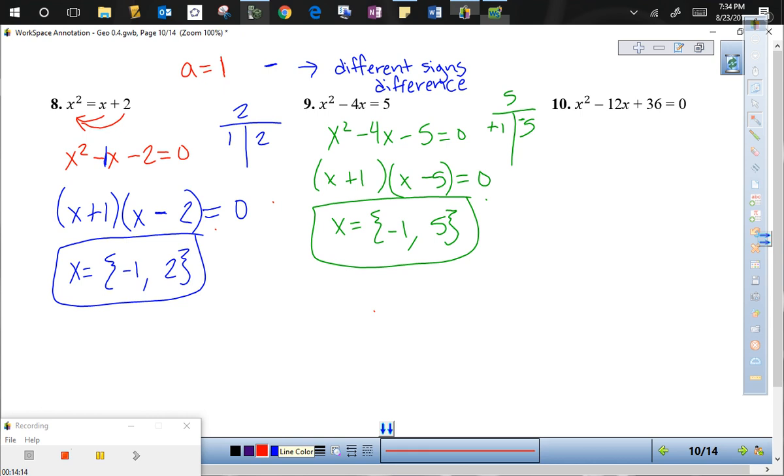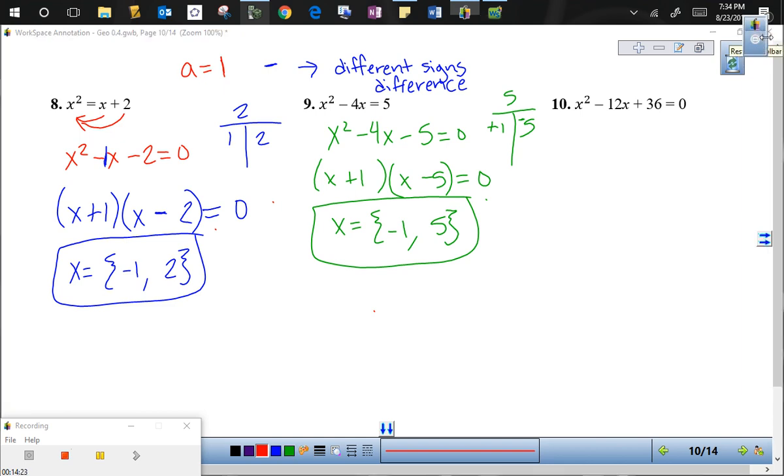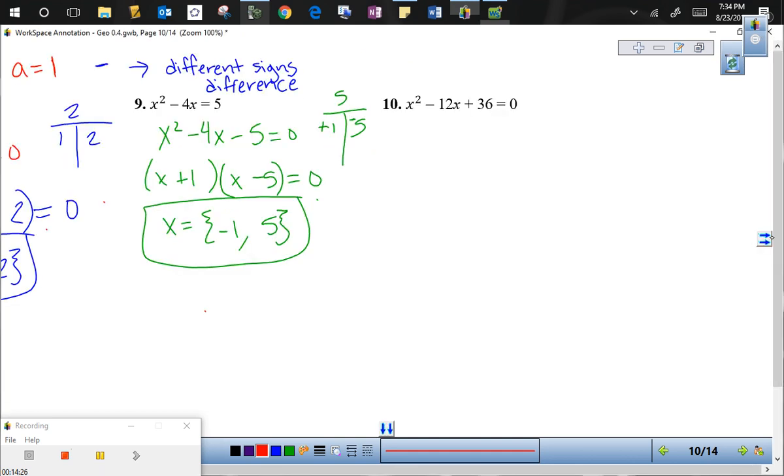Last one of this type here. I want you to pause the video and see if you can decide what you need to do for number 10. Looking at 36, we've got the factors 1 and 36, 2 and 18, 3 and 12, 4 and 9, and 6 and 6. The ones that work for us to get to 12 are 6 and 6. Because this is a positive 36, I knew I was looking for a sum, the ones that added to be 12.